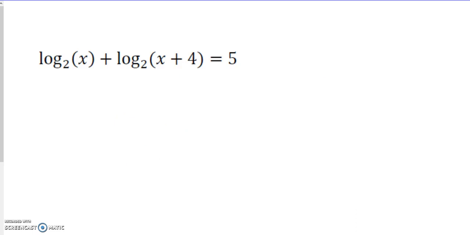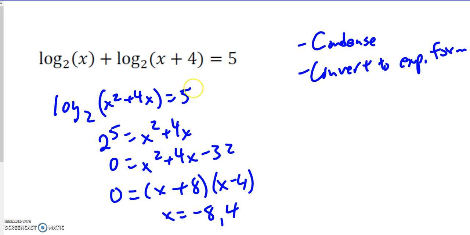For this one, I would like you to go ahead and pause the video and try it on your own. You do first need to condense, then convert. Condense, then convert. So go ahead and pause the video and try this one on your own. Okay, so condense, convert to exponential, then we had to factor. The one thing with this is you should check your answers, because you cannot take the log of a negative number. So if I plug in negative 8 here, I'm taking the log base 2 of a negative number. That will not work. Only 4 will work. So make sure you just plug those back in and check your answers.